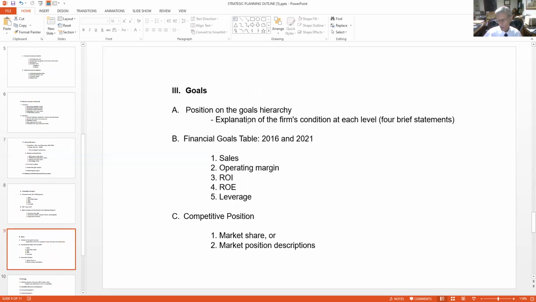This takes us then, we've done the environmental assessment and we've done capabilities assessment. So now it's time, and I think this is in week 6.